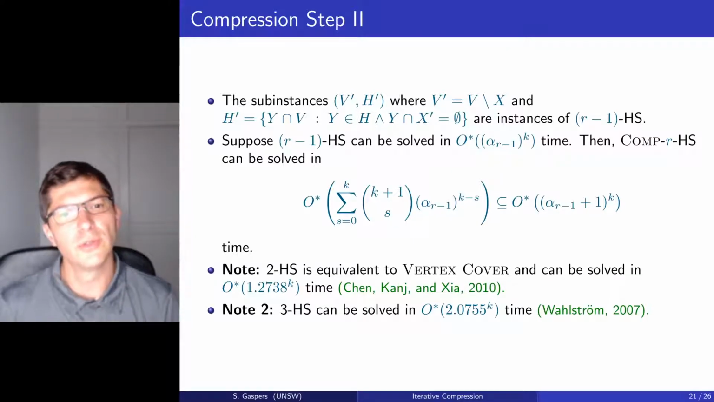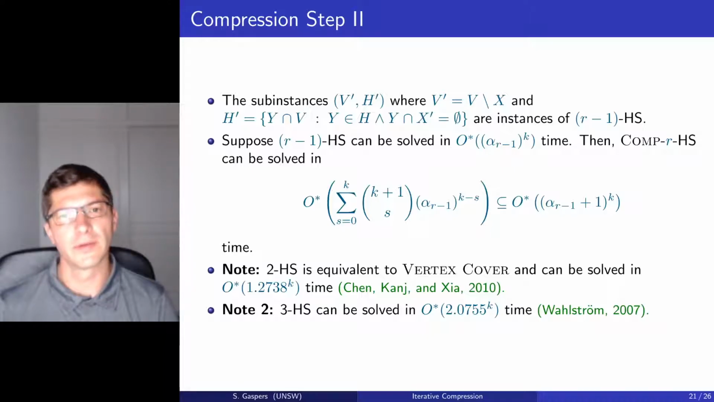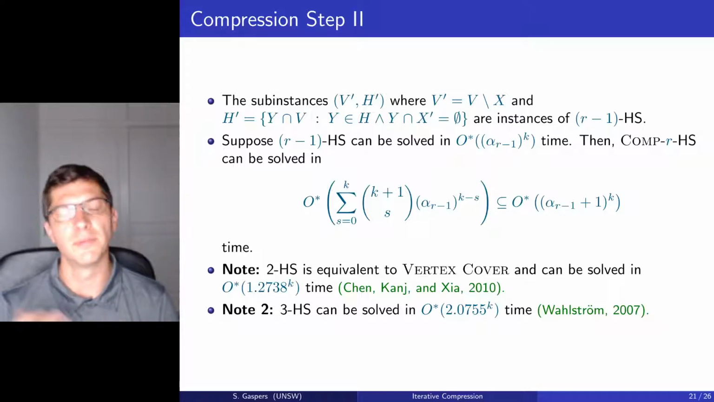One observation is that 2 hitting set is equivalent to vertex cover. In 2 hitting set, we can have sets of size 0, 1, and 2. If we have a set of size 0, then we have no instance because there's no way of hitting this set. If we have a set of size 1, then there's only one way to hit the set, so we have a simplification rule that adds this element into the solution, meaning that we remove it from the instance, also remove all the sets that contain this element, and decrease our budget by 1.